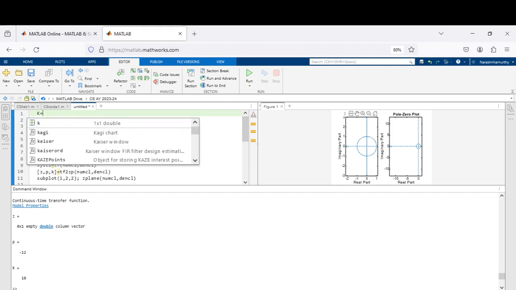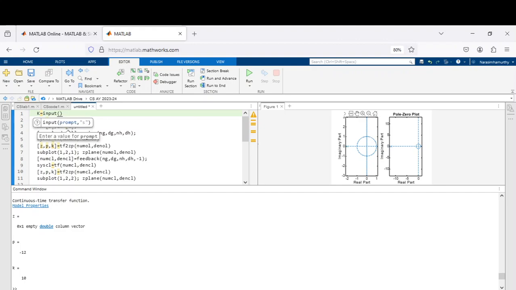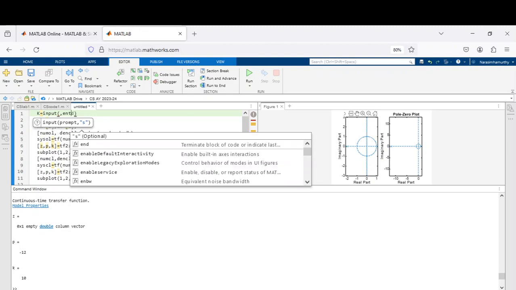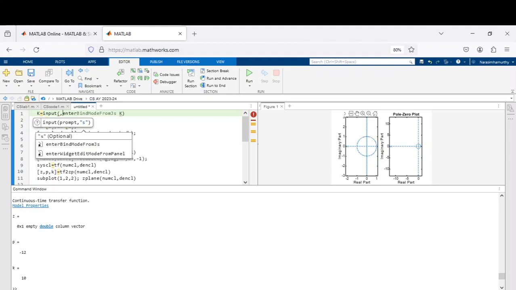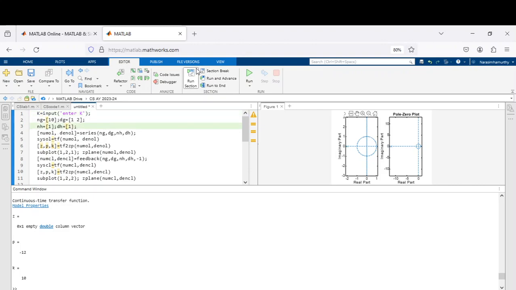k is an input. Let me just enter k. Let me put it in colon. Okay, now this is in single quotes. If I run this, okay, now let me also replace this by k. Now let me run this.